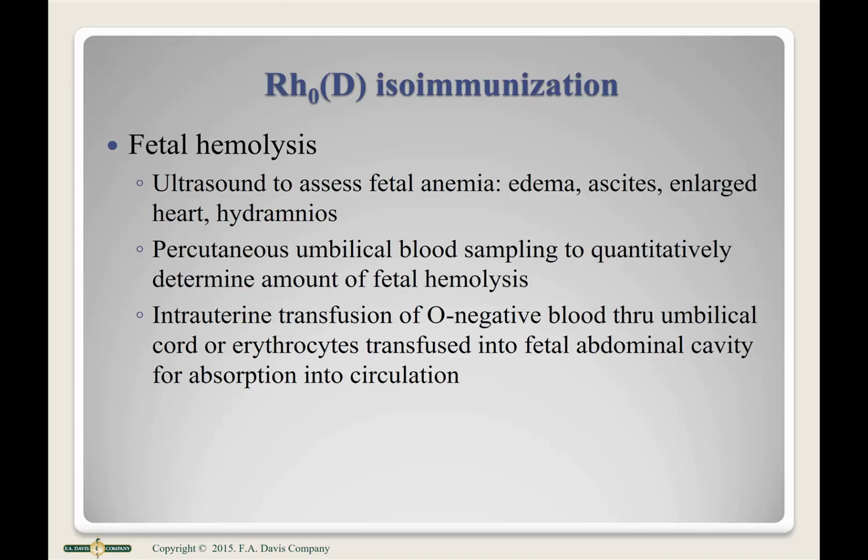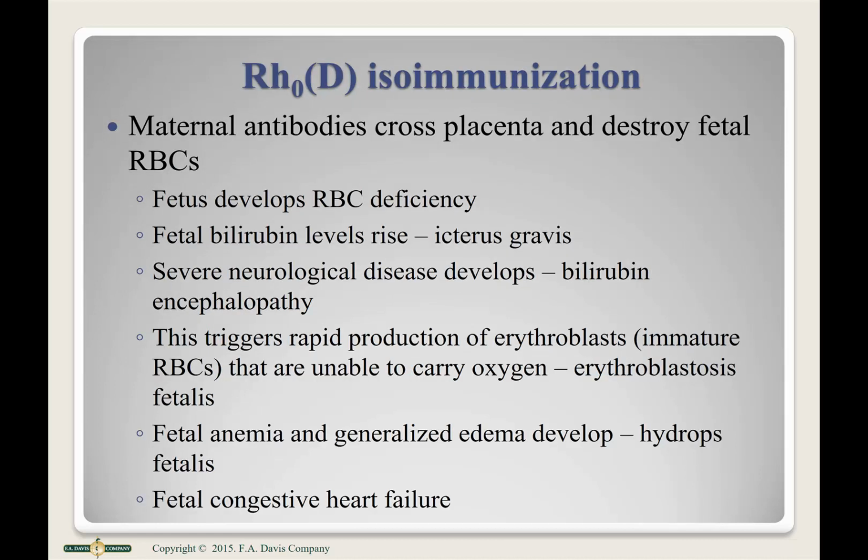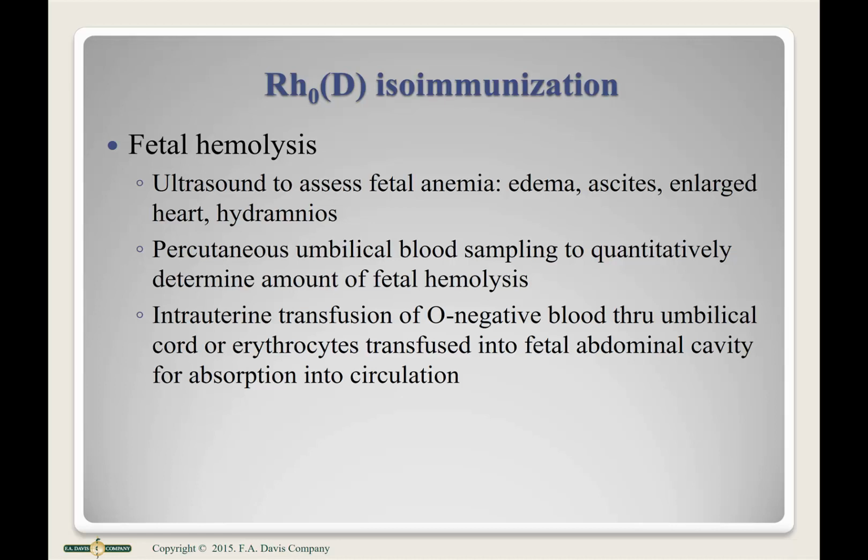All right. And then if we feel like baby is having severe anemia where these other things are resulting, to protect the baby from this, we can do intrauterine blood transfusions. So we go in through the uterus, cannulate the umbilical cord, and do a blood transfusion through the umbilical cord. Of course, we're going to give O negative blood.